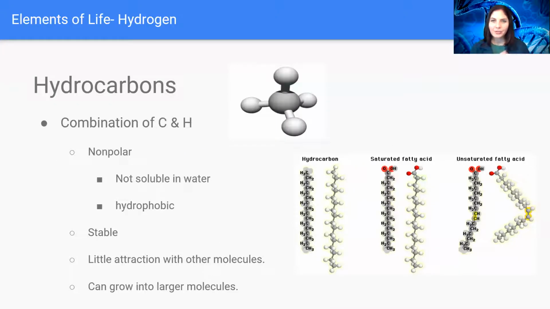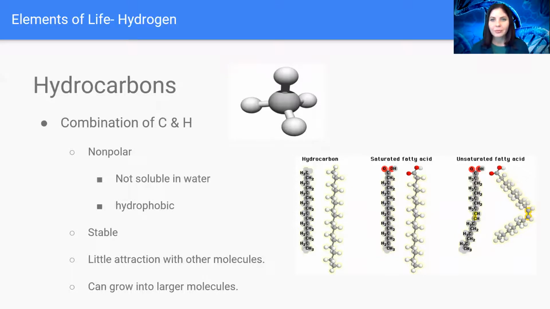So we have these really long chains that we call hydrocarbons, and as you probably guessed, it's when hydrogens and carbons are bonded together and we form these long chains. Now, these long chains are non-polar, meaning that they are hydrophobic, or water-fearing, water-hating. They will not dissolve in water. So again, if you've ever poured oil in a beaker of water, they don't combine.